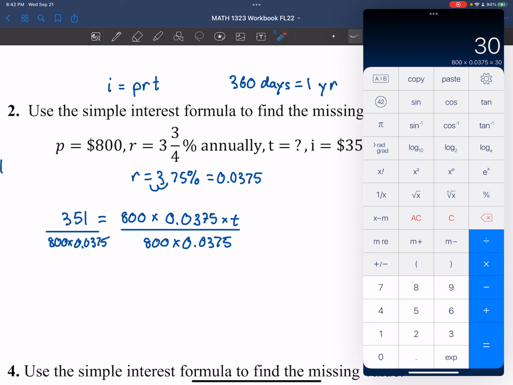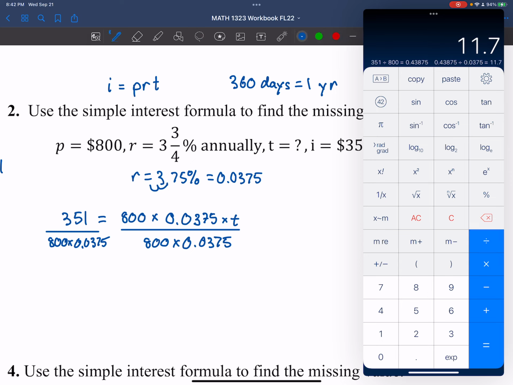So to do this in one calculator press, I would just do the 351, and then divide that by 800. And then don't multiply here because, again, this is on the denominator, so I have to, again, divide by 0.0375.